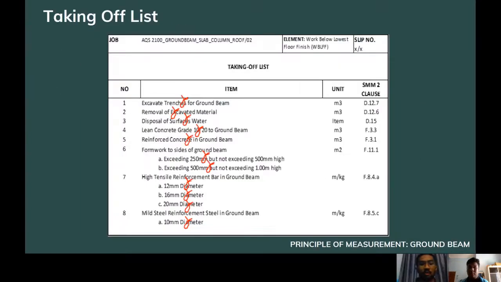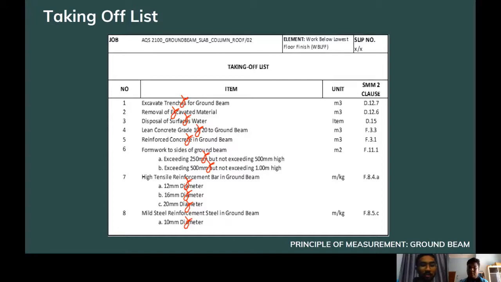Next. This is the slip sort form. For better understanding, the items that need to be measured based on the drawings are listed in this slip sort form. As you can see, items 1 to 5 are the same, but there is a slight difference at items 6 to 8, where there is a classification for the item. This will be explained later.